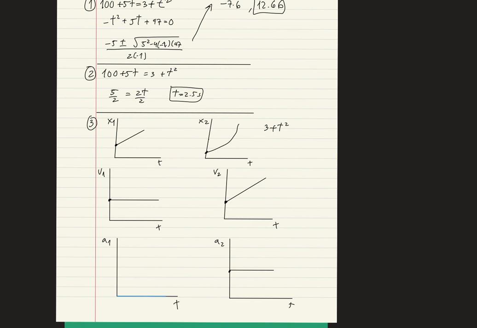Now for equation 2, we have 3 plus t squared. T squared, so it's a parabola, so it's going up, positive. It has a positive slope, and the acceleration is positive and constant. That's for question 1.